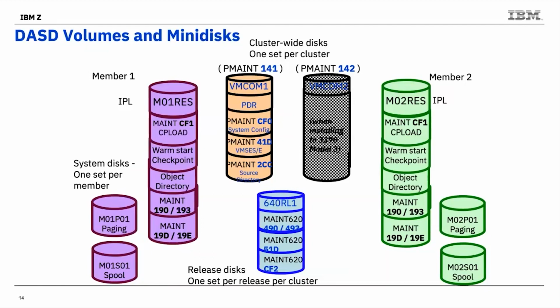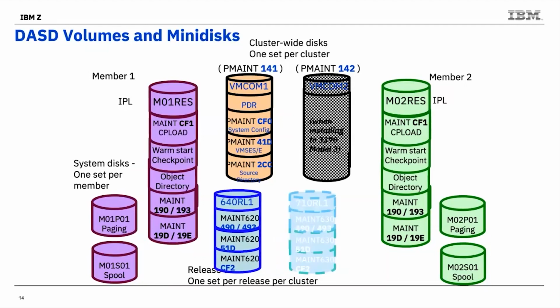And then we see a second set of shared minidisks for each release in our cluster. So this is where service for each of our releases is actually loaded and managed. And that's at the bottom middle, with the 640RL1. So in this case, that would hold everything for 6.4.0. But if we had a mixture of 6.4 and 7.1 systems, for example, then there'd be a whole other disk for 7.1 that has the same stuff. And that's for servicing the 7.1 members.